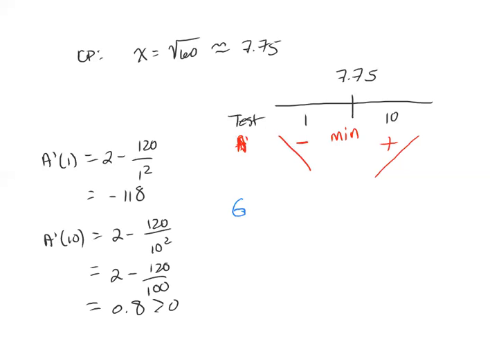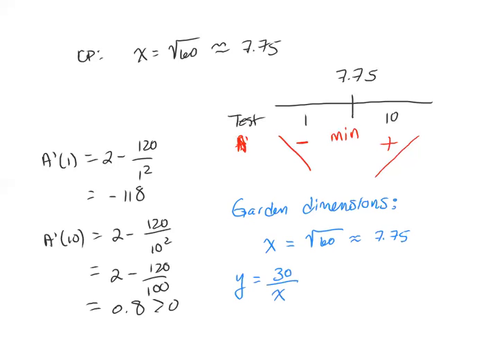So the garden dimensions. I now have the x value, so I know what the length of the garden is. x is equal to the square root of 60, which again is about 7.75 feet, which means that y is equal to, we said it's 30 over x, which in this case is 30 over the square root of 60, which is equal to the square root of 15 if you do a little simplification. Square root of 15.